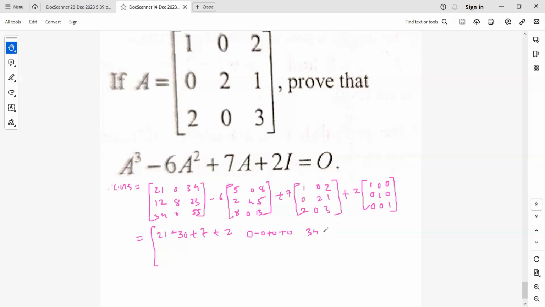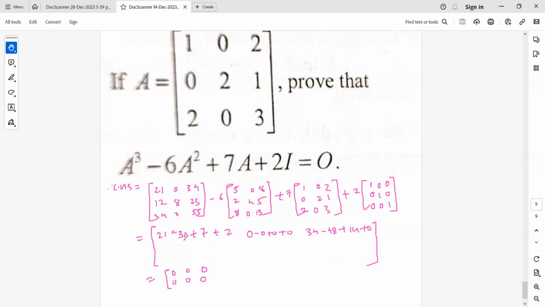Next we are getting 34 minus 48, plus 14 plus 0, and so on. You have to go on adding it, and on further simplifying, you will get all these elements. If you simplify it further, the remaining part you will do it. So 0 0 0 and 0.